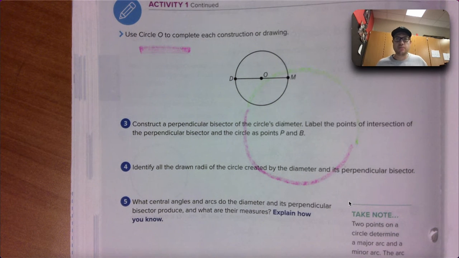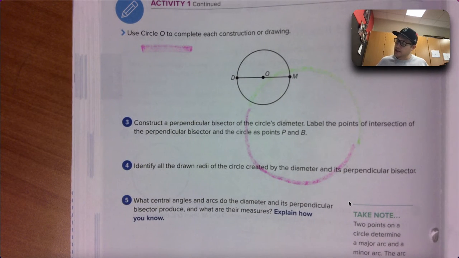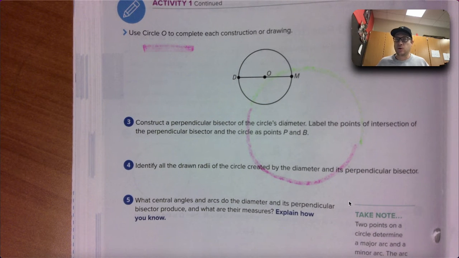204. I'll show you the drawing in a second. We're doing the learning goal: identify line segments, lines, and angles associated with the interior and exterior of circles.